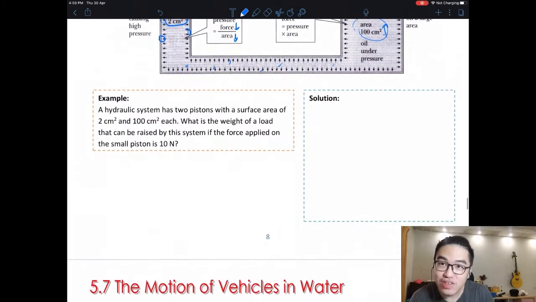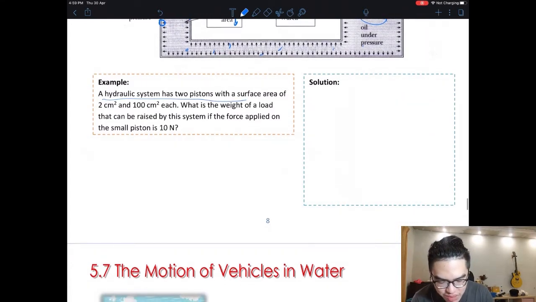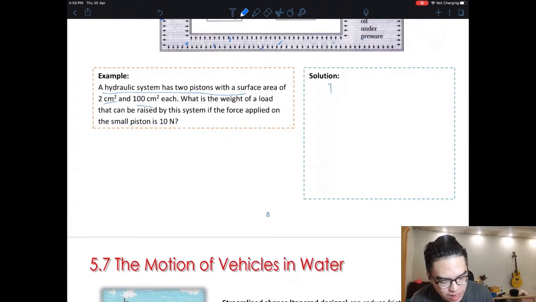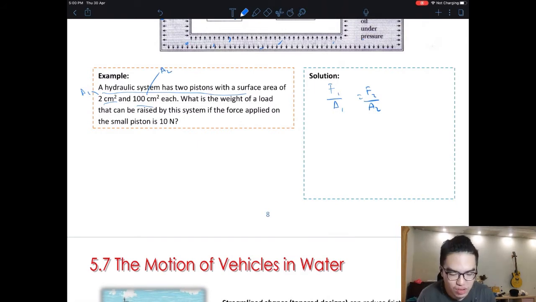So let's look at the example. A hydraulic system has two pistons. This is basically what we did. 2 cm and 100 cm each. So I know F1A1 equals F2A2. So make sure you label them. So this is small, let's say this is A1, this is A2. I like to label my numbers so that I don't get confused.